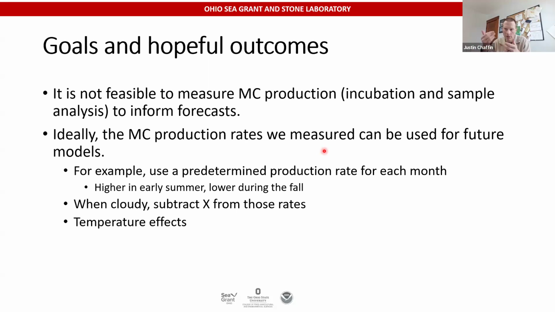And then if we factor in the environmental parameters, if we know that it's going to be cloudy, and if that pattern holds that when it was cloudy we had lower production rates, then we could simply subtract or divide the production rates that we would recommend for the month of July, divided by half, or subtract X from them. And then those rates could be put into the model. So yeah, that's the goal for us, to monitor microcystin production.